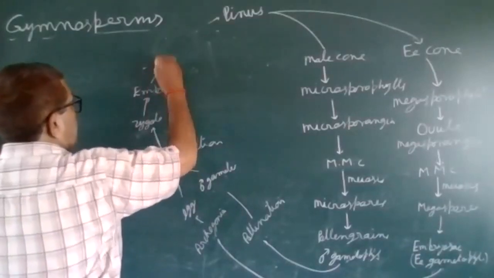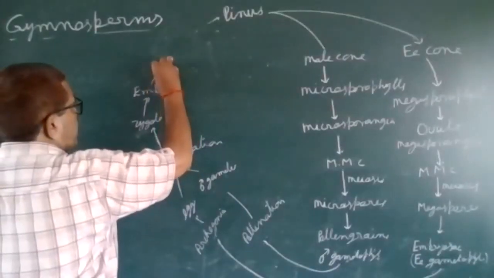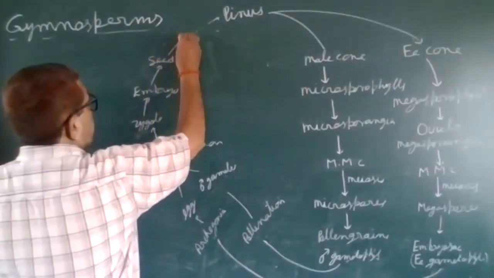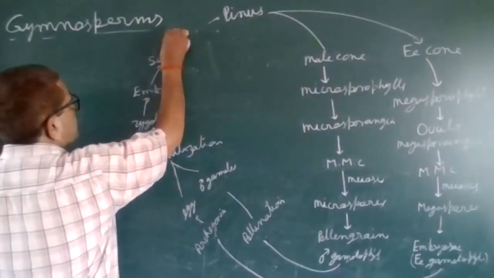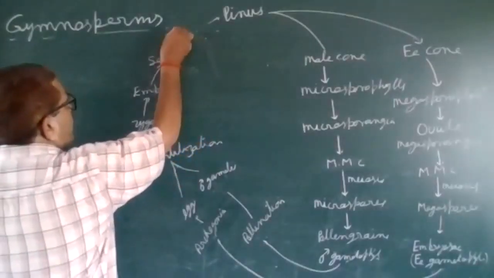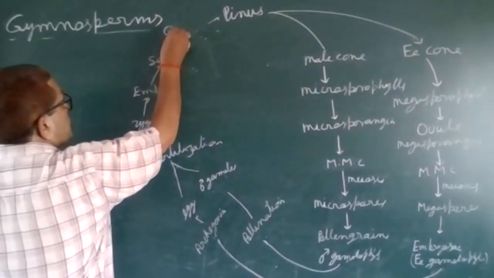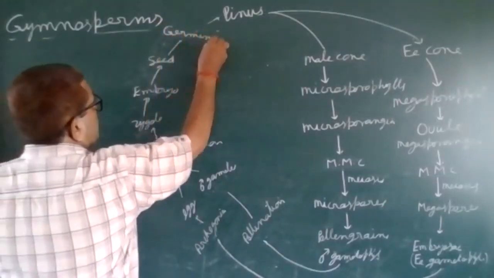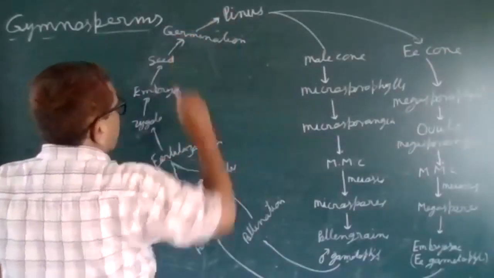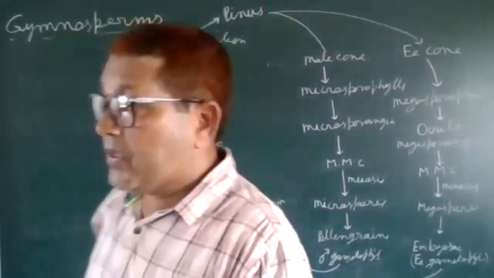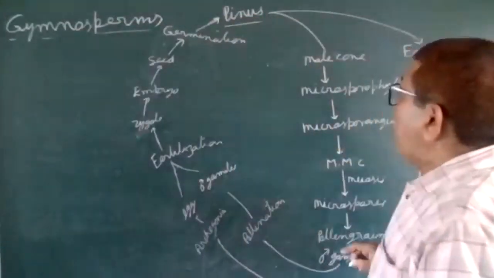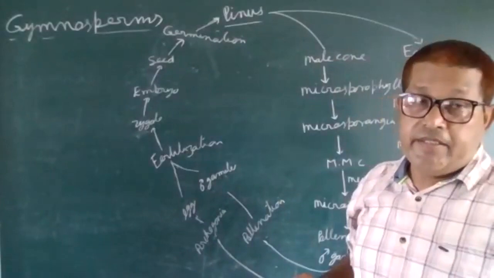After fertilization, the ovule develops into the seed, and the seed germinates. After germination, they produce the pinus plant. So this is the life cycle of pinus. You see, this is the pinus plant. Is the pinus plant haploid or diploid?